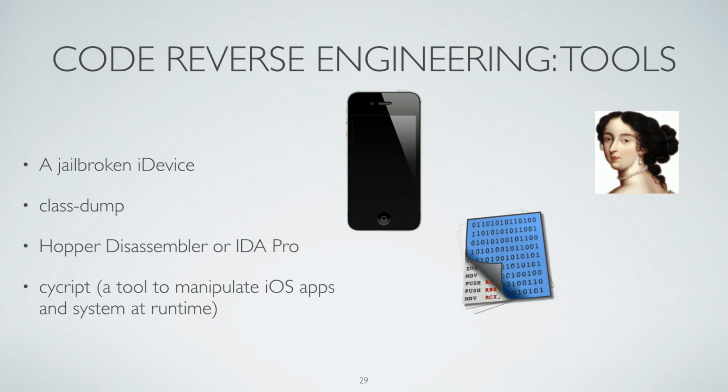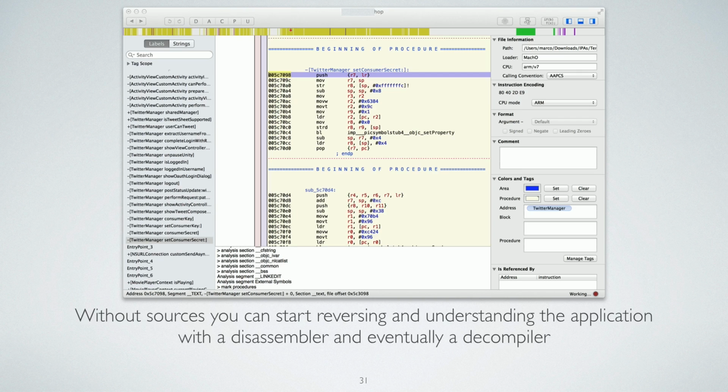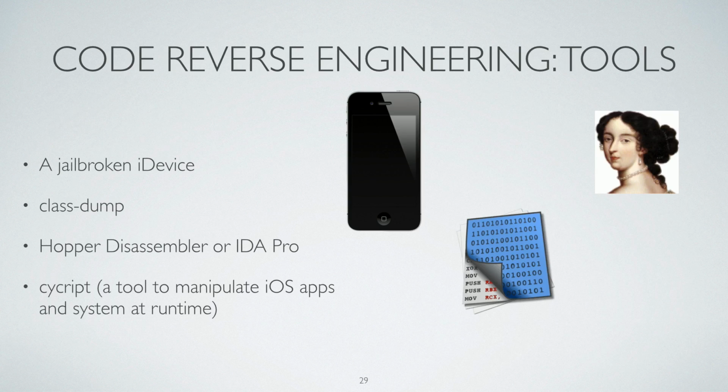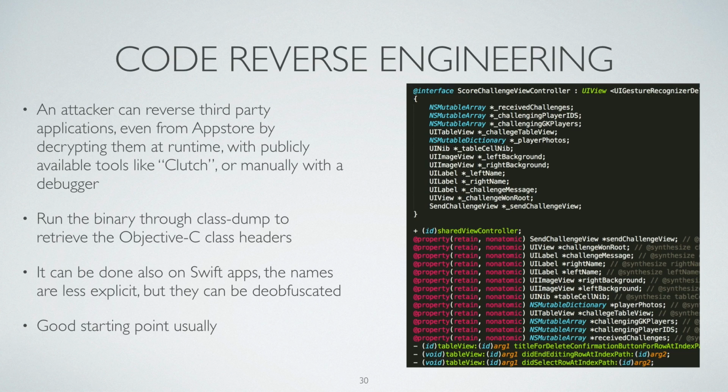The second one is disassemblers. One is Hopper, which is very cheap, that I show to you here, and it can take a binary and disassemble or decompile it. So an attacker can start to reverse engineer the logic of your application, like I will show to you in some minutes in the demo. And the other one is equivalent, but it's more expensive and more professional, which is IDA Pro. And Cycript is another tool that I will show to you later, which allows an attacker to manipulate your application at runtime.